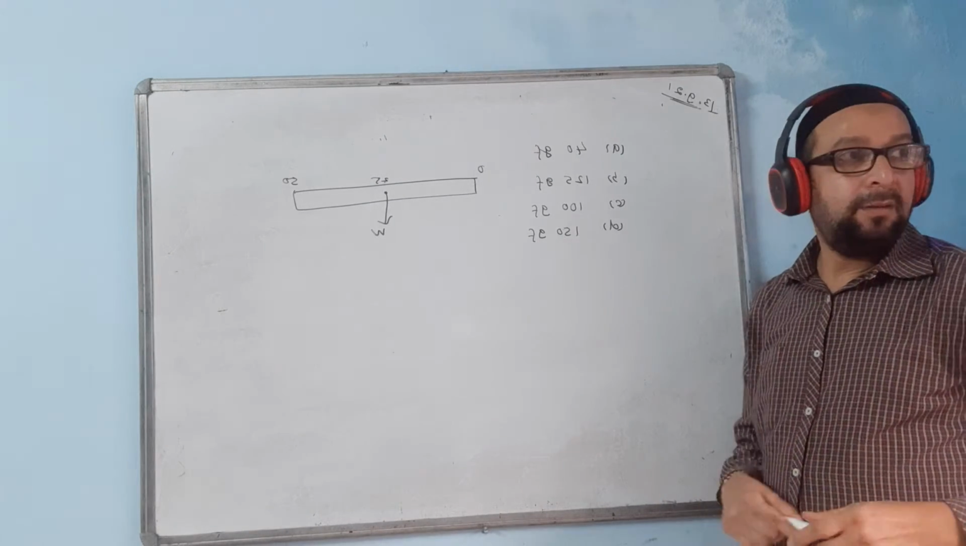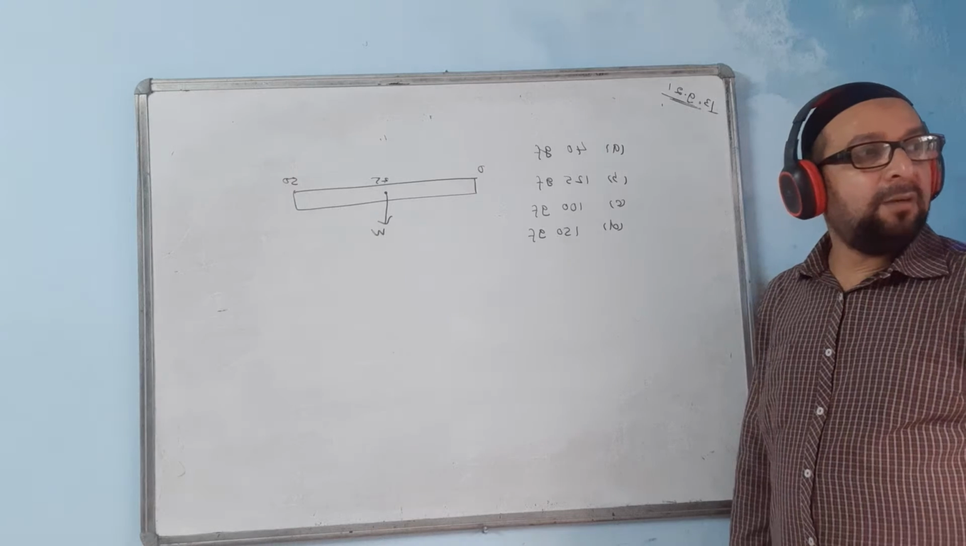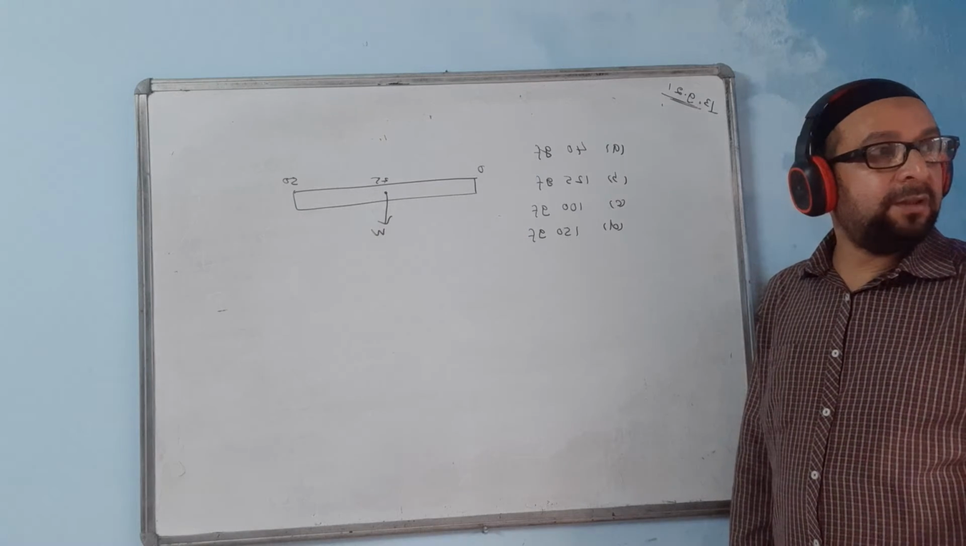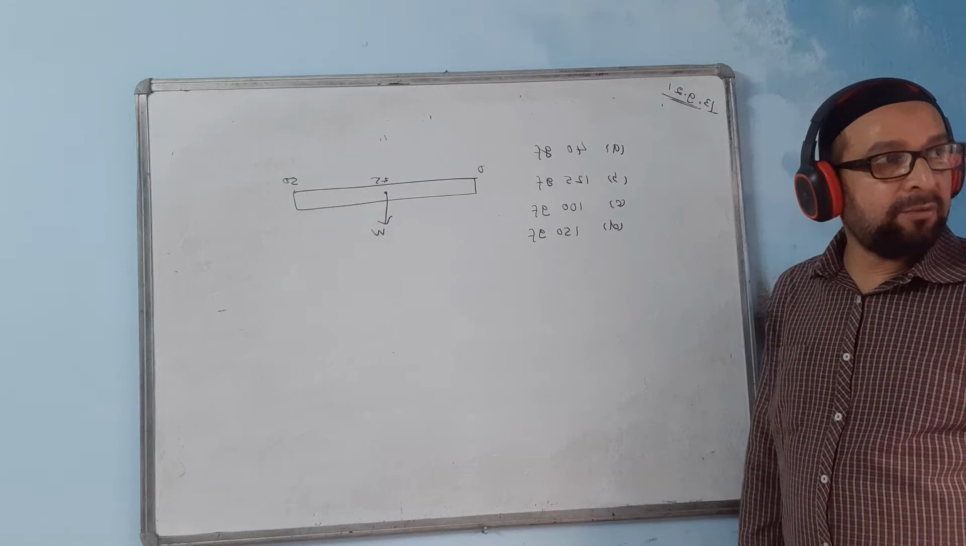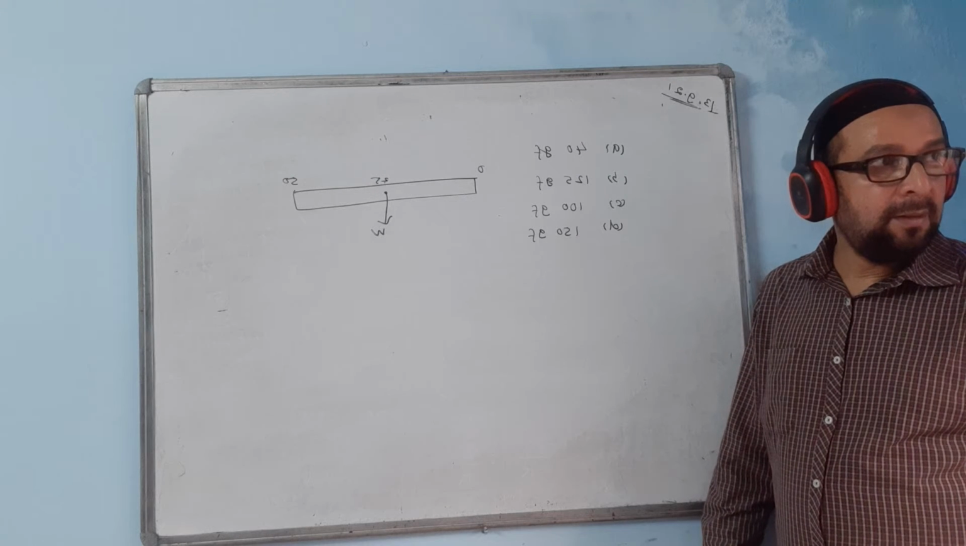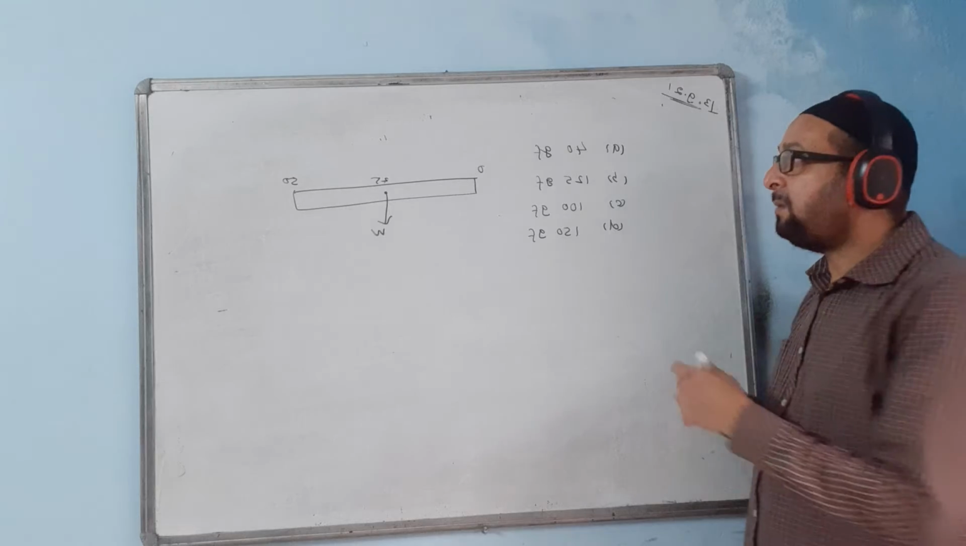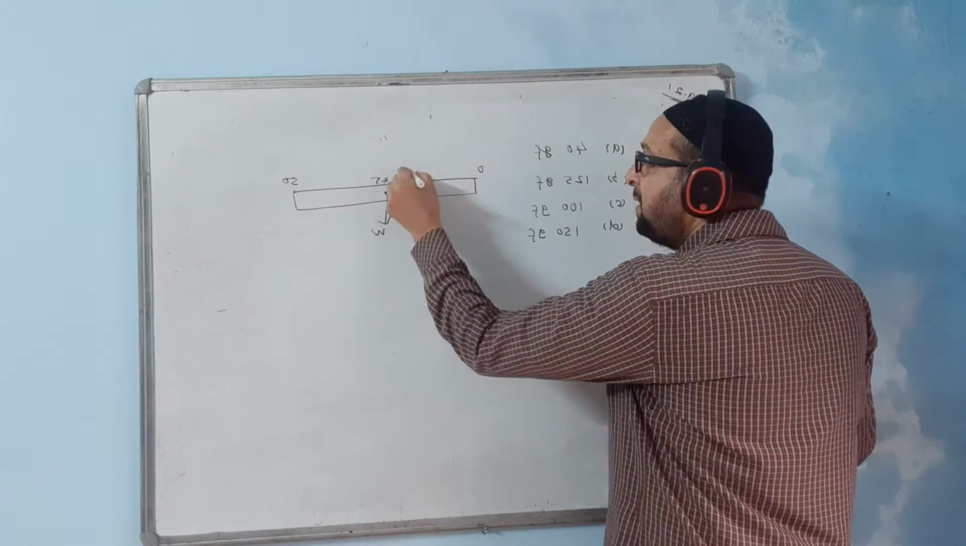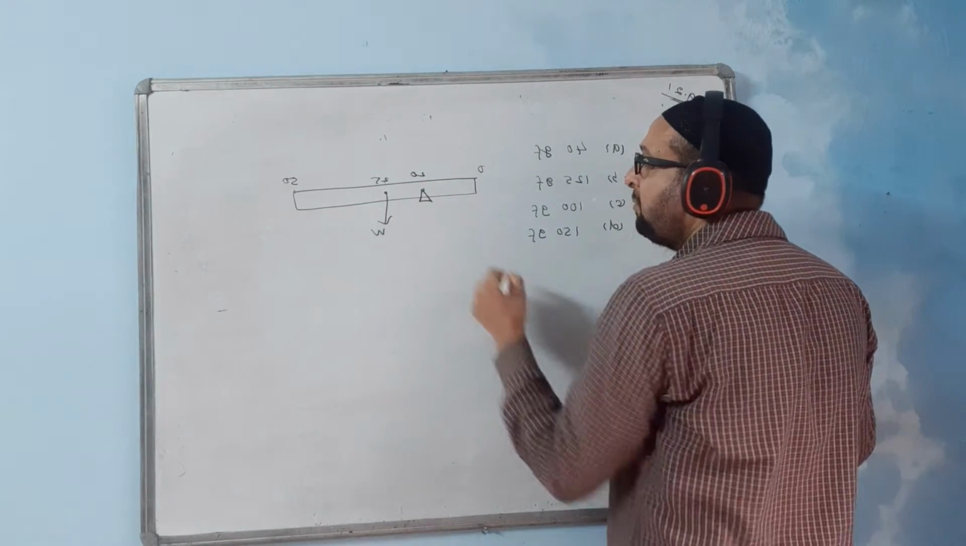W is acting here. Where is it pivoted? At what distance point is it pivoted? Check the question. Balances at what centimeter mark? 20 centimeter mark. Balance point is 20. Here is the pivoted point. Here you can mark the pivoted point.